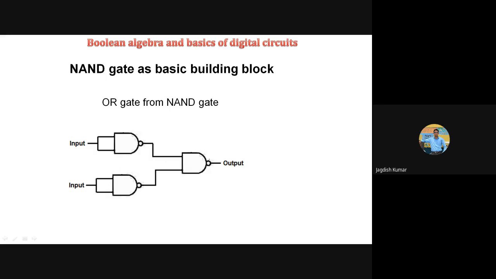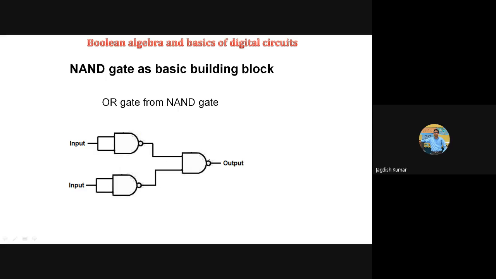When A and B both are 1, what will be the values of C and D? C and D will be 0, 0. Correct? If C and D both are 0, what will be the output? Y will be 1. And if you see this new truth table, it is nothing but the truth table of an OR gate. That is how we can realize an OR gate with the help of NAND gates.